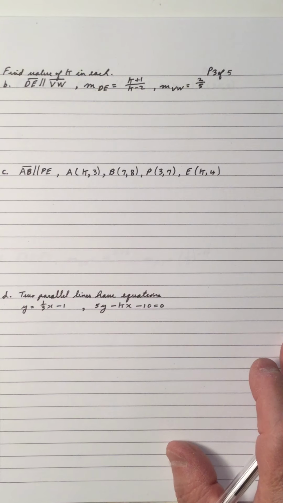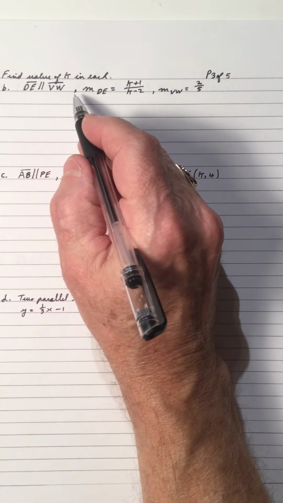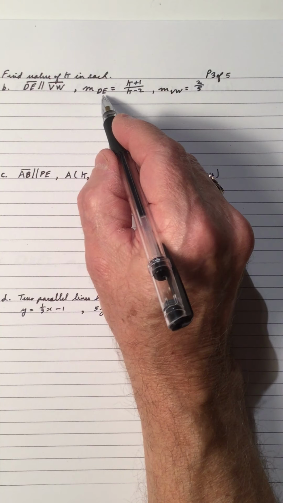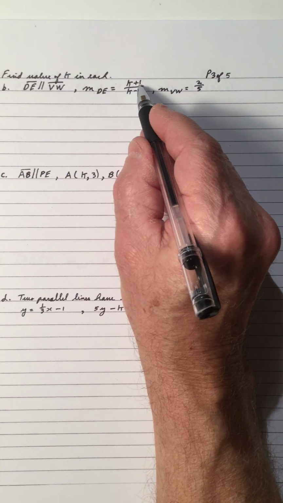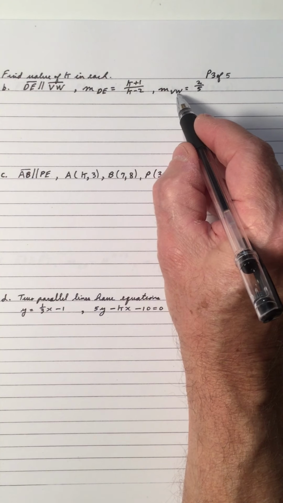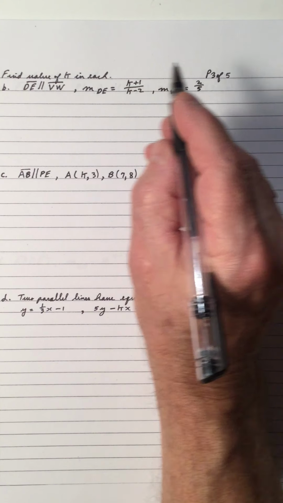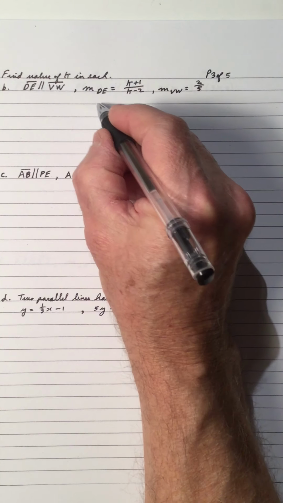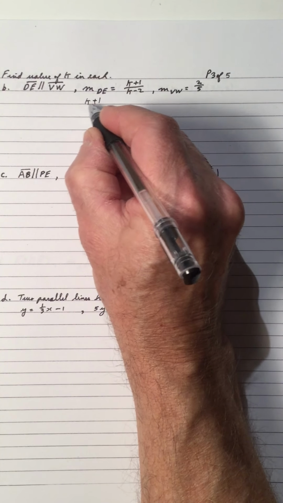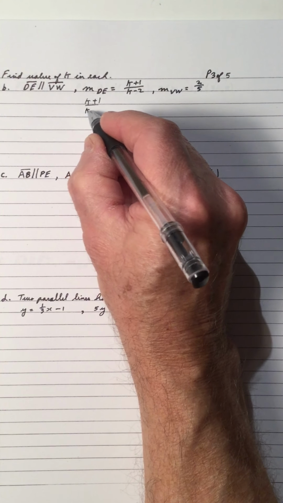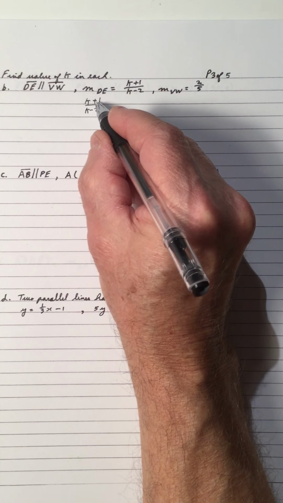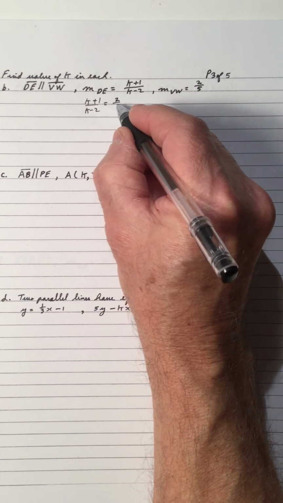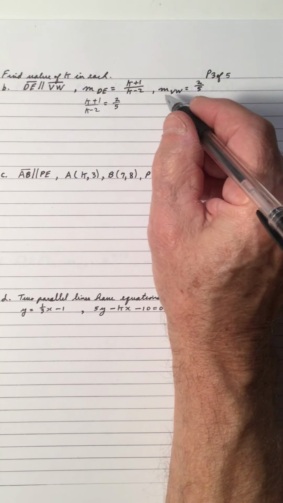Okay, B. Find the value of k in each. DE is parallel to VW. The slope of DE is k plus 1 over k minus 2. The slope of VW is 2/5. Parallel lines have equal slopes. So that means the slope of DE, k plus 1 over k minus 2, is equal to 2/5, because the slopes are equal when the lines are parallel.